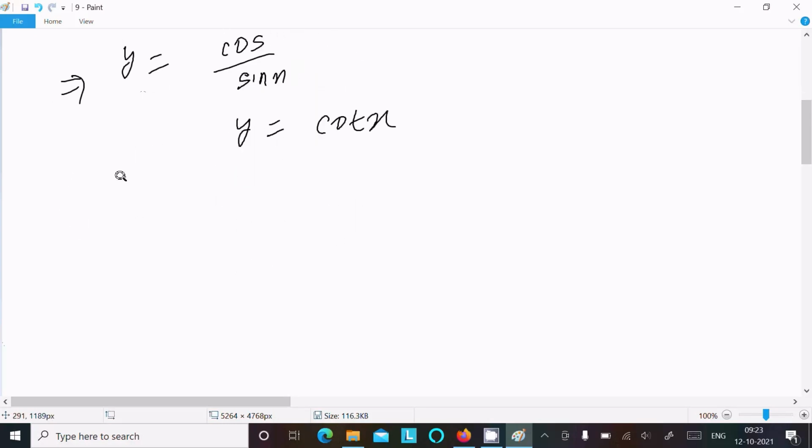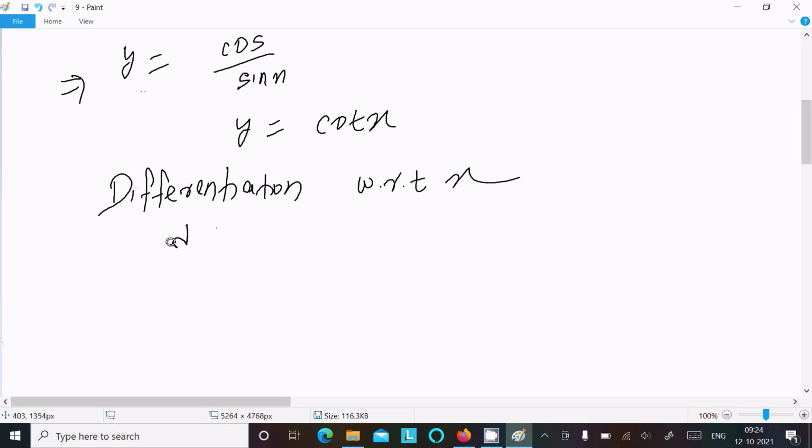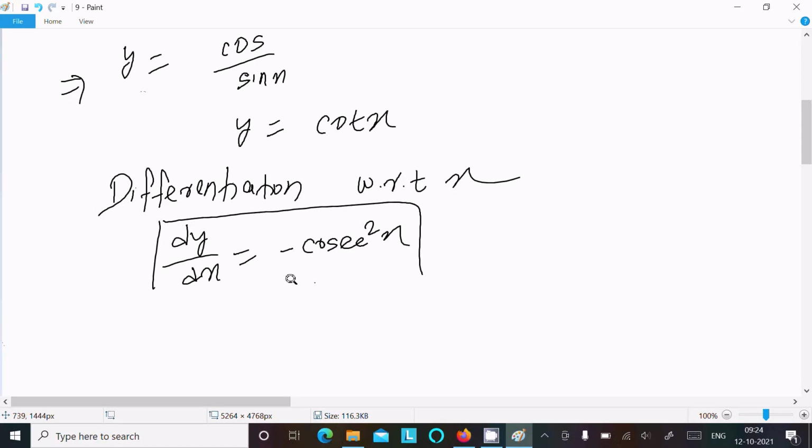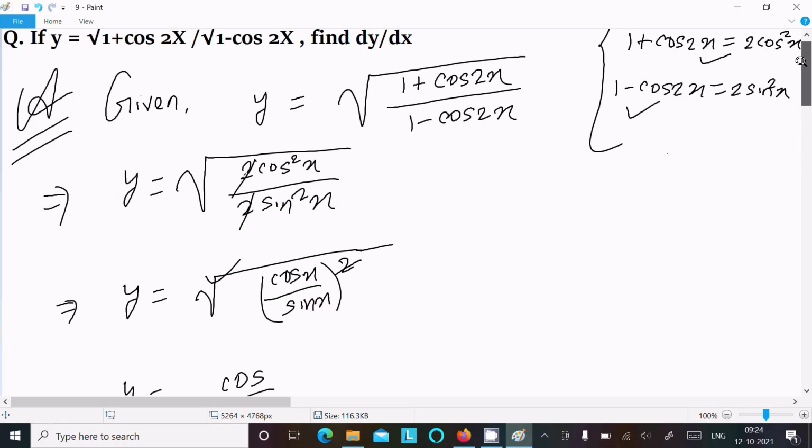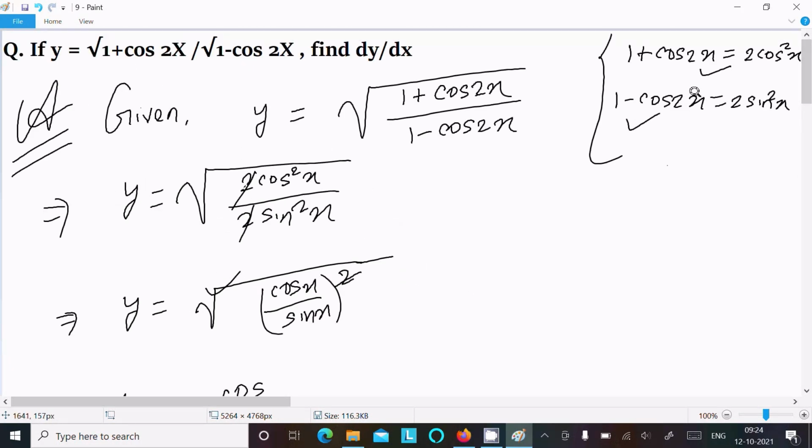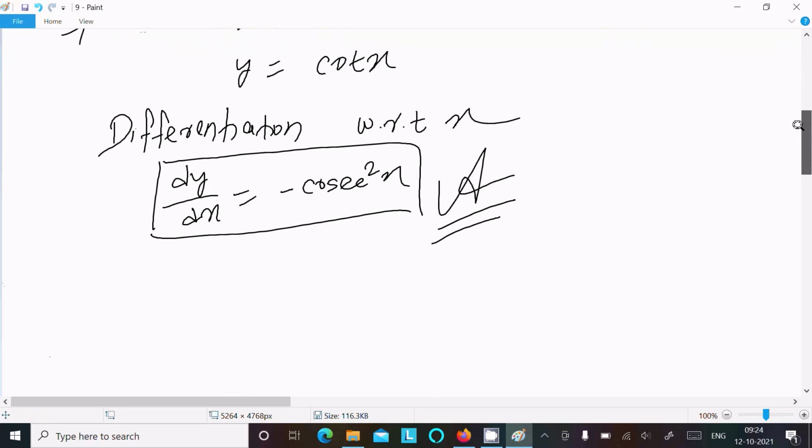Now here, doing the differentiation with respect to x. So writing here dy by dx, the differentiation of cot x is equal to minus cosec square x. So this is the answer of this question. So dy by dx equals minus cosec square x.